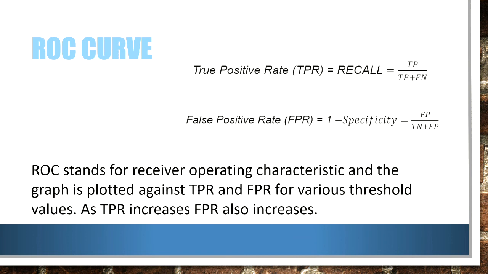And then you have your ROC curve. If you look at your true positive rate and false positive rate, here you have another dependency. False positive rate is 1 minus specificity, and true positive rate is nothing but recall. So it's plotted with your TPR and your FPR, and it shows how they correspond together.